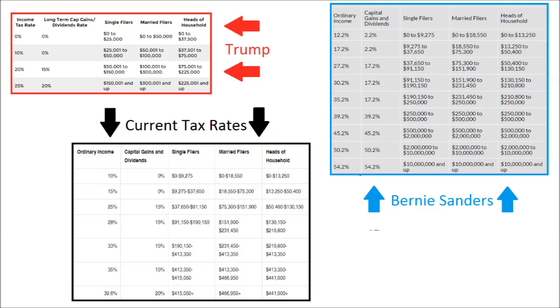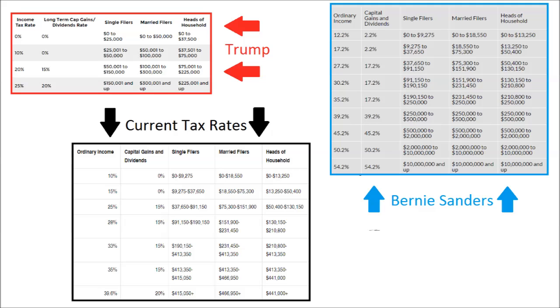So right off the bat, you're probably going to notice that Donald Trump's tax plan is quite a bit more simplistic than the current tax schedule, and Bernie Sanders' tax plan is quite a bit more complicated in that it has more separate brackets. You're also going to notice that in general, Donald Trump's tax plan at any given income level is going to have lower tax rates than the current tax rates. And you're going to notice that also at any given income level, Bernie Sanders' tax plan is going to have a bit higher tax rates.